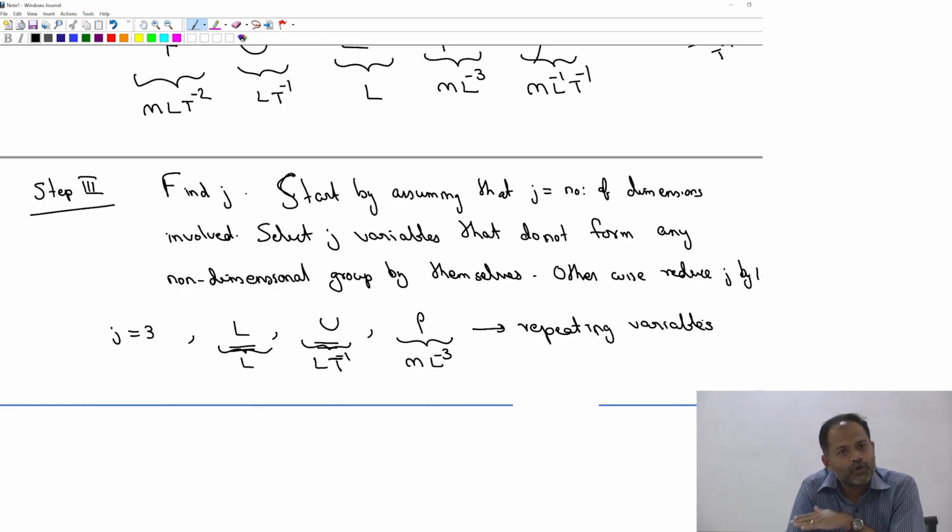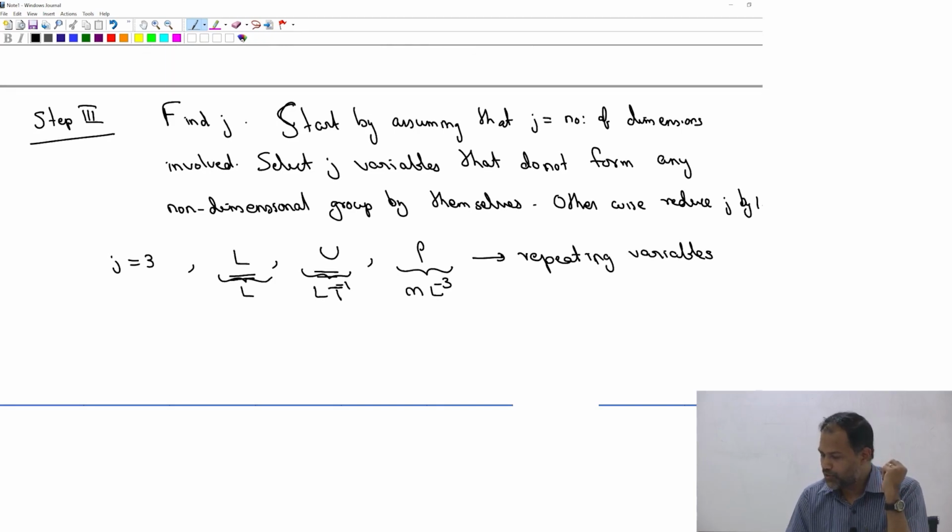For example, if we have selected 3 and we are not able to find variables which are not forming a non-dimensional group, then we should reduce it. We should reduce the value of j by 1, which basically says instead of looking for 3 variables, select 2 variables as the repeating variables and proceed. Is that clear? So we have got L, U, rho.